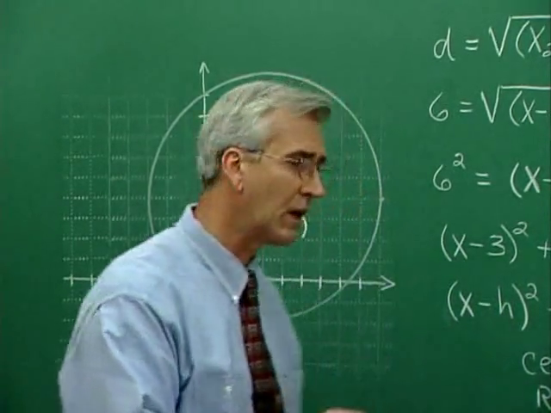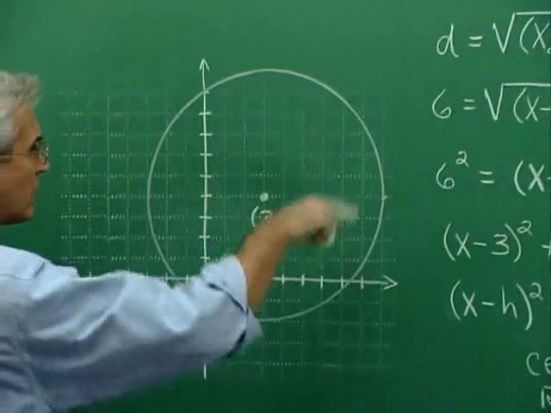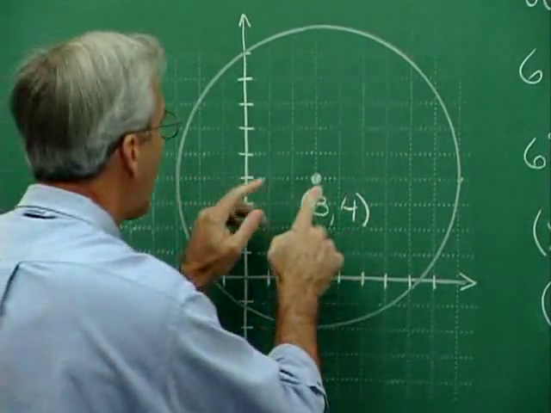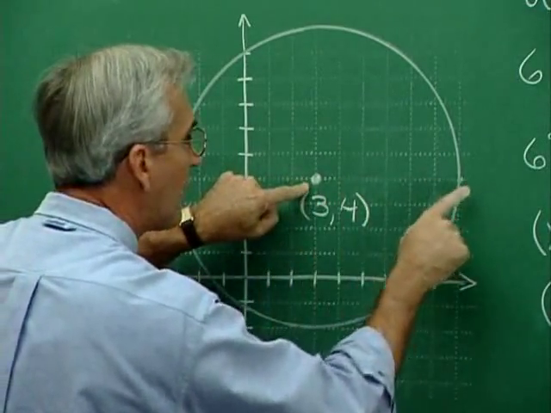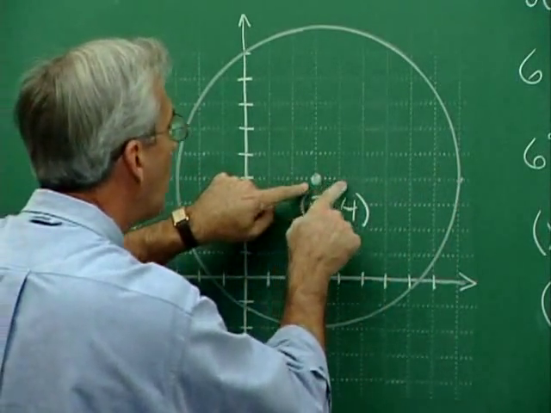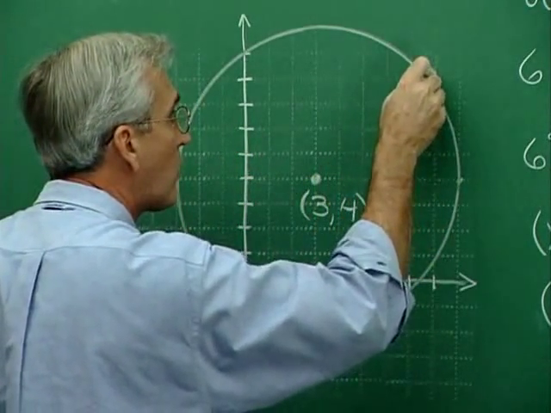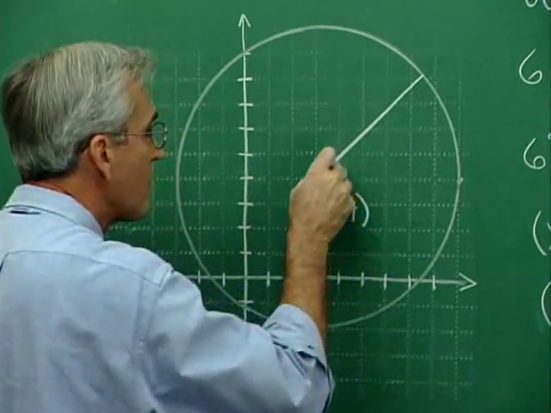And let's develop the relationship like this. Consider this circle whose center is at 3, 4. Now, if we just count out from the center to the outer edge, we'll have the radius of the circle. It's 1, 2, 3, 4, 5, 6. Okay, so we have a radius of 6. And therefore, this distance is 6.